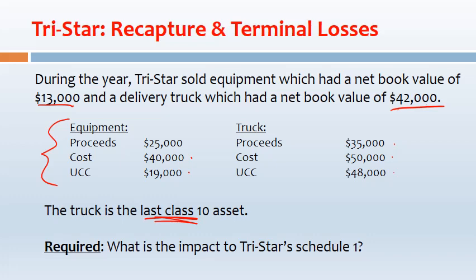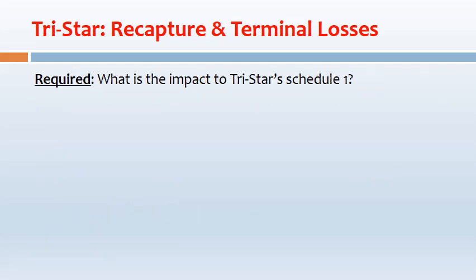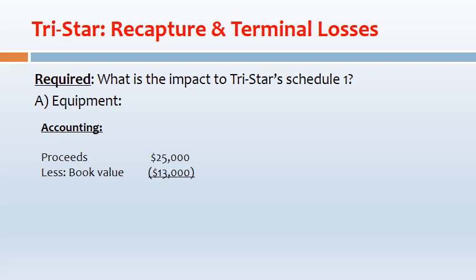And we need to figure out what is the impact, and we're going to be doing a lot of this now. What's the impact to TriStar's Schedule 1? So let's take a look at that right now. Let's start off by examining the equipment. So for accounting purposes, we need to figure out, was there a gain or a loss on the sale of the equipment? We can do this by comparing what we sold this for with its net book value.